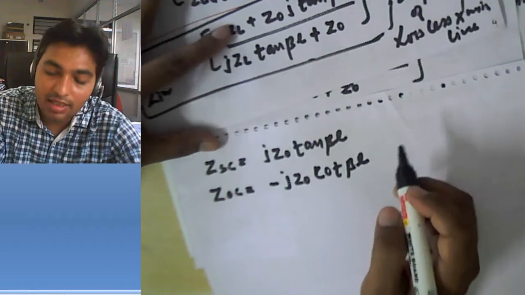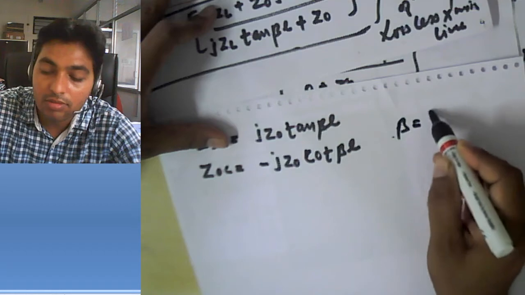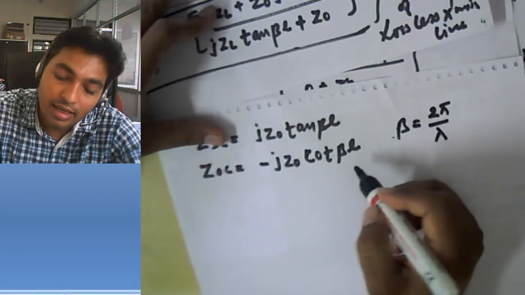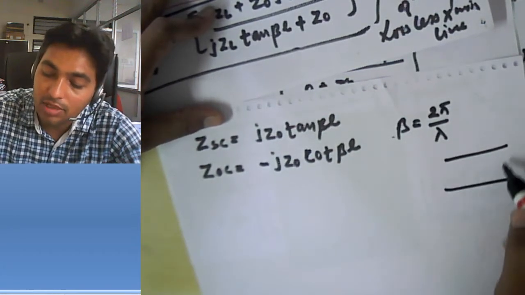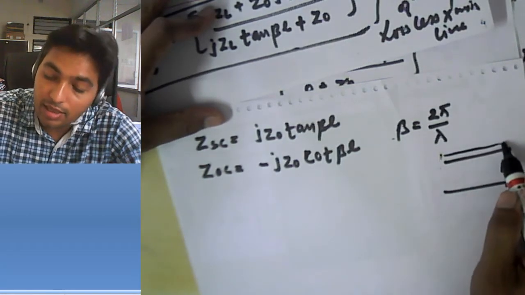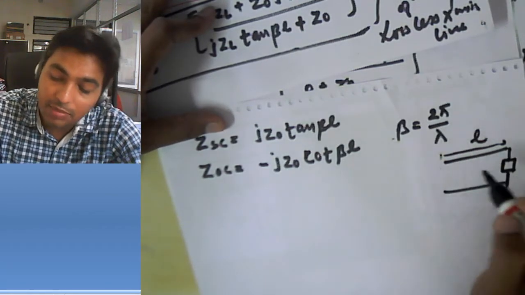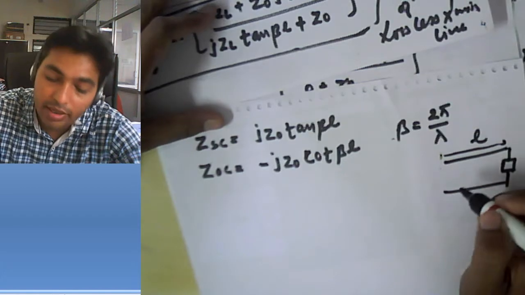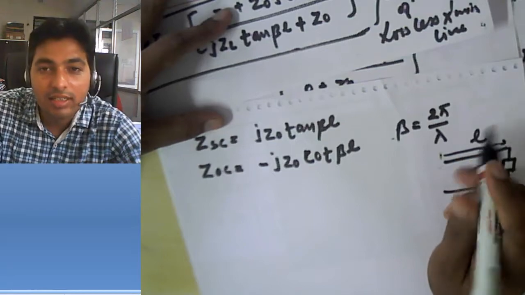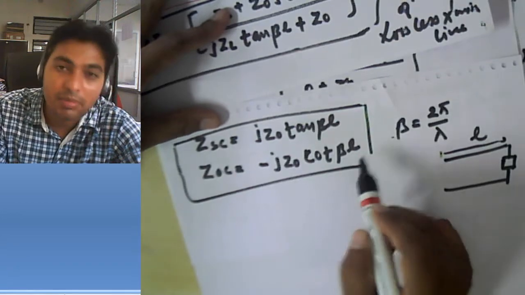Now what is this beta? Beta is the phase shift constant, that is equal to 2 pi by lambda. And what is this L? This is our transmission line, so L represents the length of the transmission line, or the point L is equal to something. So this will be the open circuited transmission line. These are very important parameters.